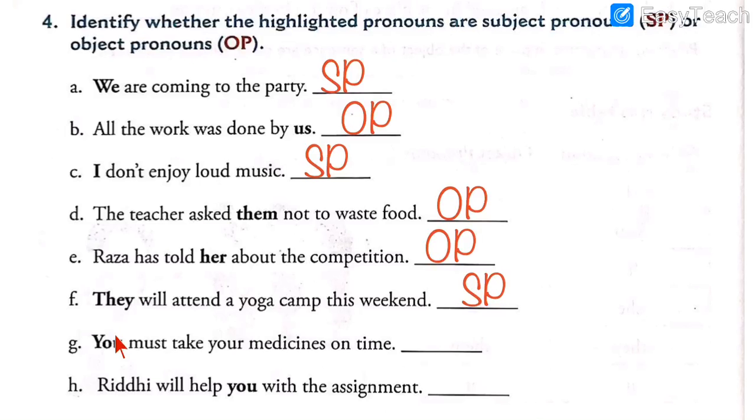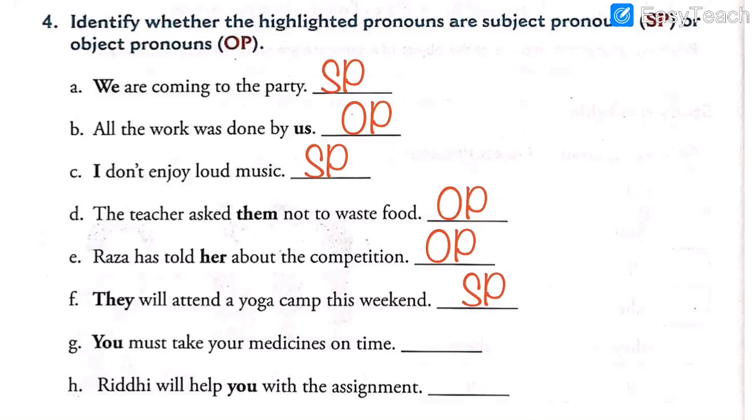Next, number 7. You must take your medicines on time. So I am talking to one person at a time, you. Whom am I telling? I am telling you. I am talking to one person only.